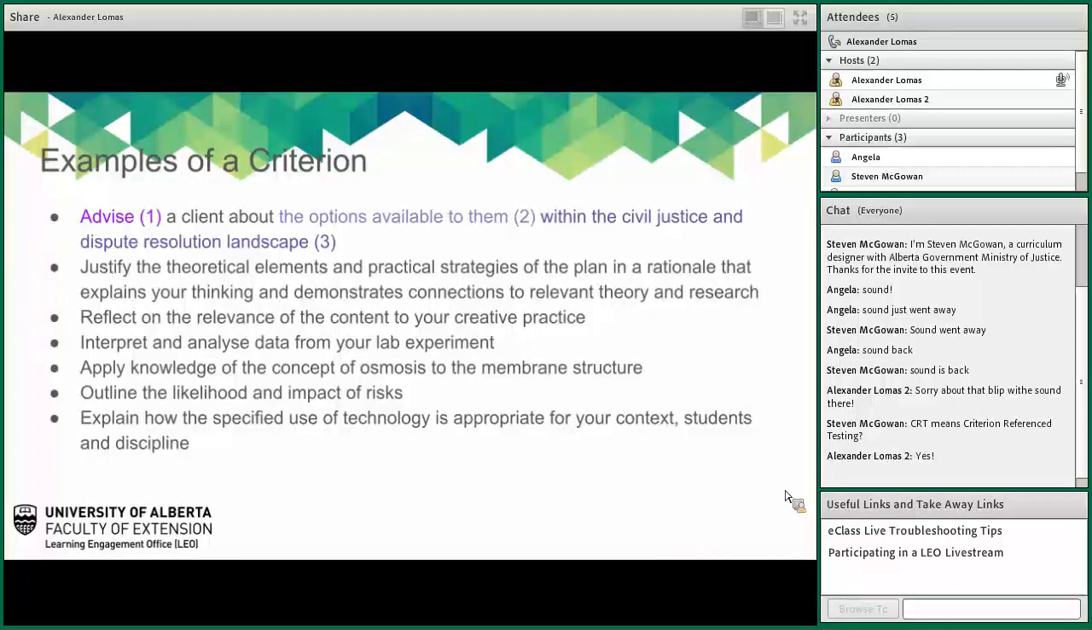Reflect on the relevance of the context to your creative practice, of the content to your creative practice. So you need to reflect, what's the relevance of the content, and the framework is your creative practice.